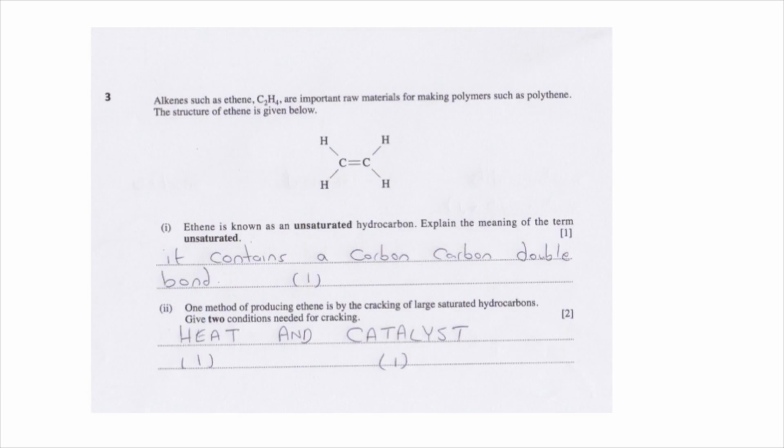So let's go for the answers to question 3. So 3 part 1 is asking you explain the meaning of the term unsaturated. And unsaturated means it contains a carbon-carbon double bond. 1 mark for that. And then it says one method of producing ethene is by cracking of large saturated hydrocarbons. Give 2 conditions needed for cracking. So heat and a catalyst, 1 mark for each.